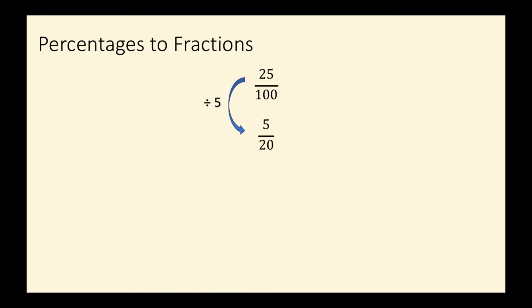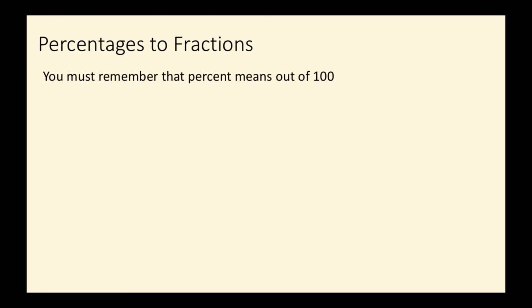And again, they both end in 5 and 0, so I can divide by 5 again. 5 divided by 5 is 1, and 20 divided by 5 is 4. So 25% as a fraction is a quarter. You must remember that percent means out of 100. I keep saying this and it keeps coming up on every slide, but you really must in order to remember the methods.